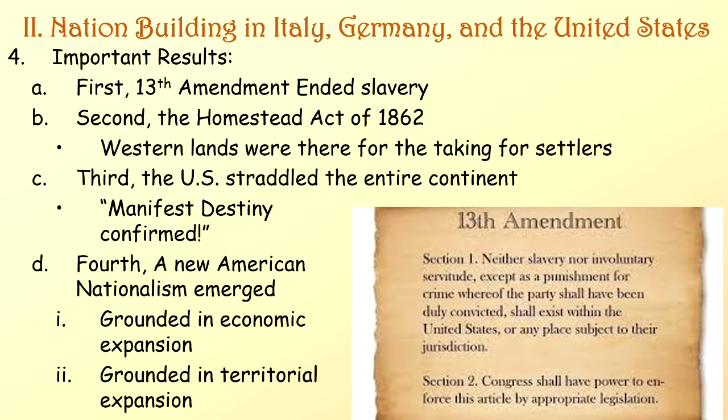Important results. First, the 13th Amendment ended slavery. Second, the Homestead Act of 1862. Western lands were there for the taking for settlers. Third, the U.S. straddled the entire continent now. Manifest destiny was confirmed. And fourth, a new American nationalism emerged. It was grounded in economic expansion, and it was grounded in territorial expansion.